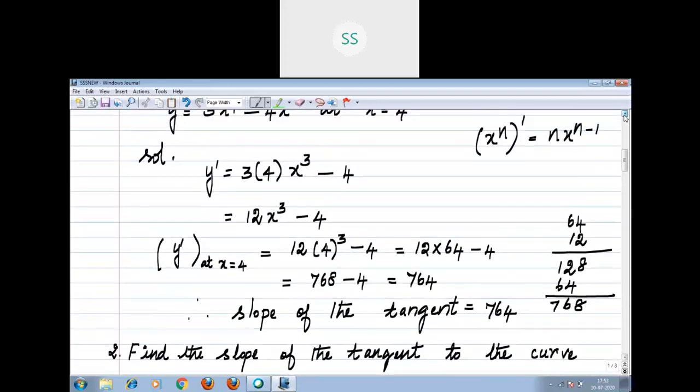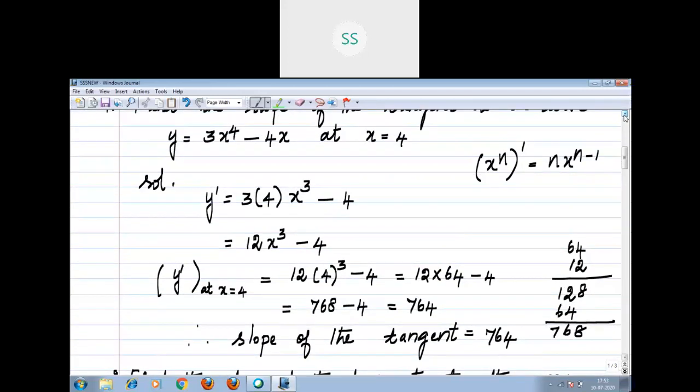Question number 1. y is equal to 3x power 4 minus 4x. Slope of the tangent: you are differentiating, 12x cube minus 4. You are substituting the value as x is equal to 4. You arrive at the result as 764, right?